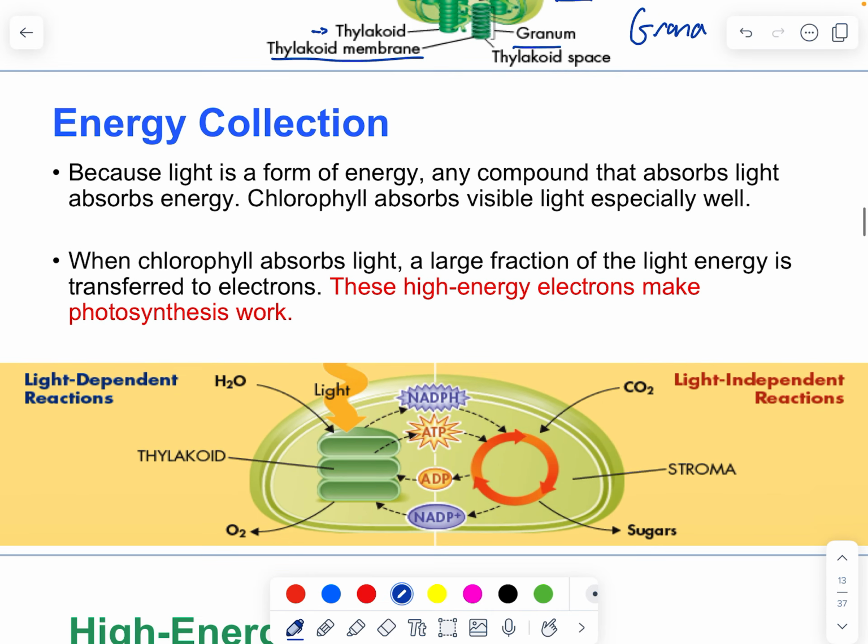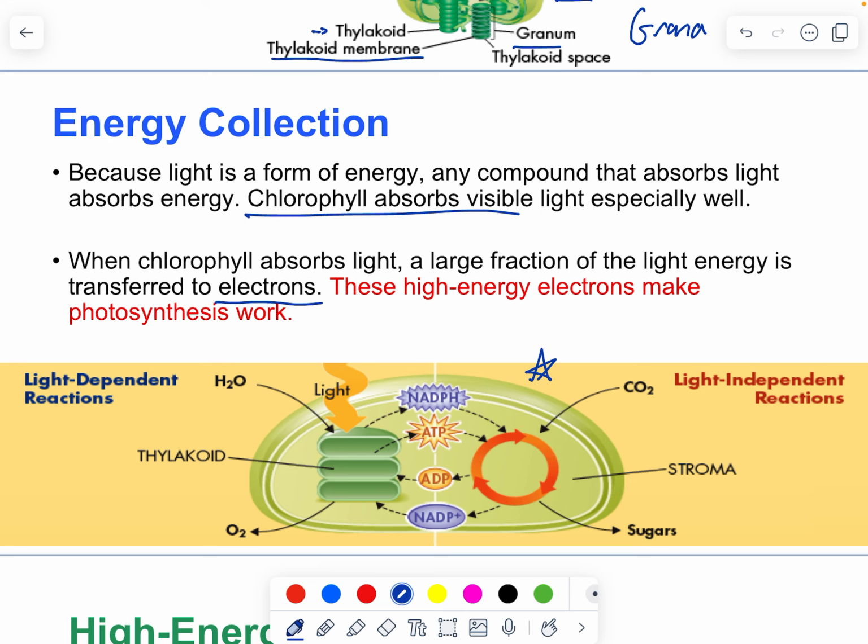So light is a form of energy. Any compound that absorbs light absorbs energy. So chlorophyll absorbs light, which means it's absorbing energy. And so when chlorophyll absorbs light, we transfer that energy to electrons. So this is where it gets more intense than probably previous years. These high energy electrons make photosynthesis work, okay? And so this picture right here, we'll go over it a lot.